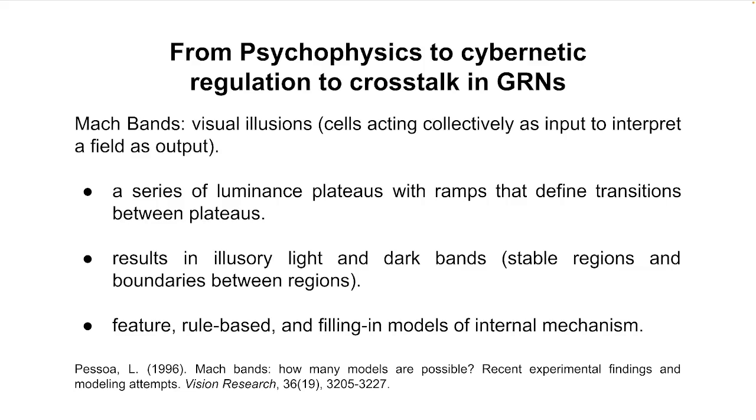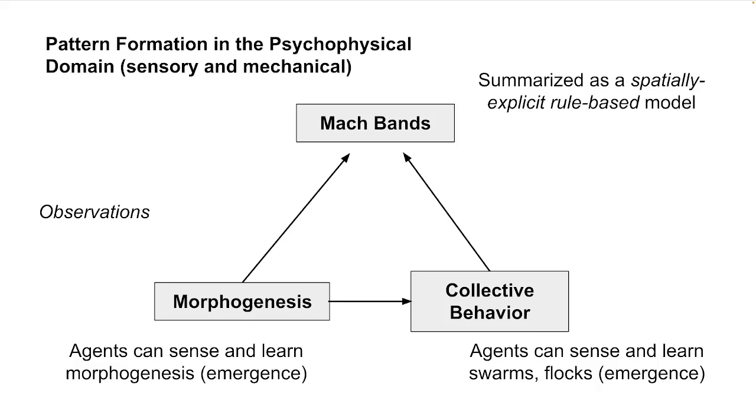And people who've studied Mach bands have found that you can characterize them with a number of models, including feature-based models, rule-based models, and filling-in models. And those are all things that we propose as the internal mechanism the brain uses to interpret those Mach bands. But remember, Mach bands aren't just visual illusions, they're also physical, hence the term psychophysics. And so we can link this to physical phenomena as well, physical gradients.